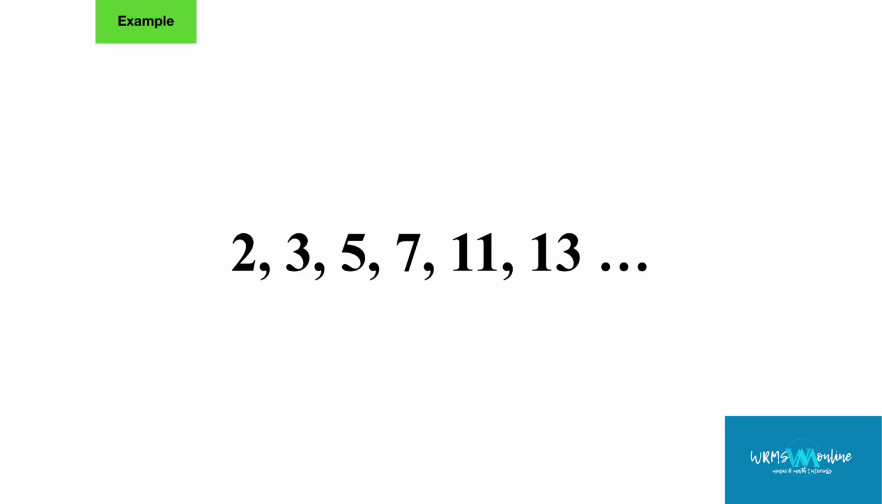If we take a look at the prime numbers, 2, 3, 5, 7, 11, and 13, we'll see that the composite numbers are the numbers in between. In between 3 and 5 is 4. Between 5 and 7 is 6. Between 7 and 11 we have 8, 9, and 10. And between 11 and 13 we have 12. Those are considered to be the composite numbers.